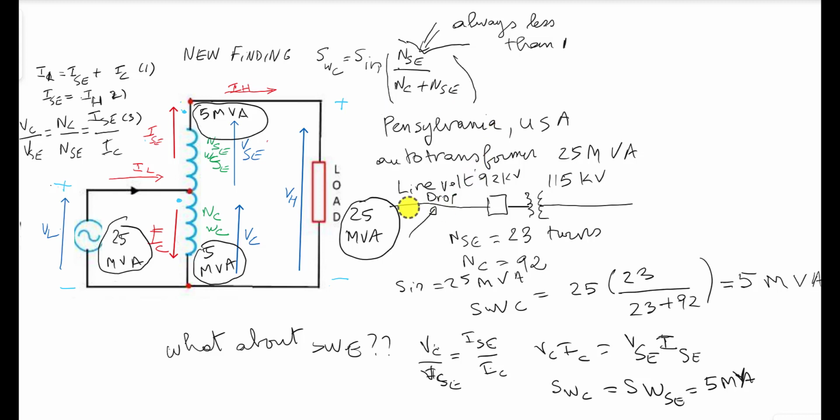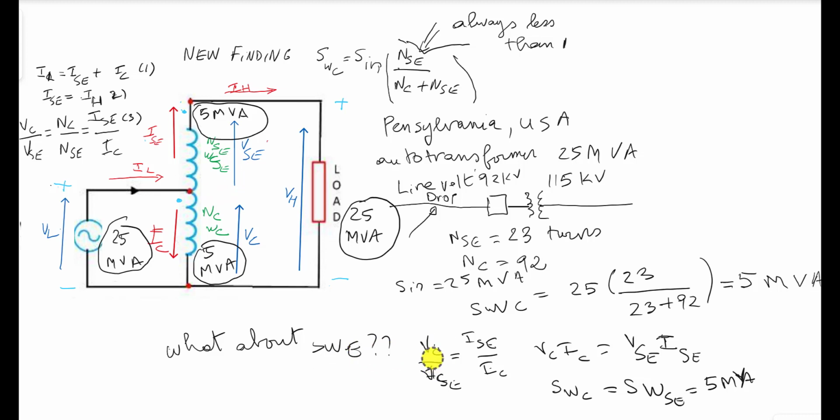Pennsylvania, USA, they had an issue with line drop and the voltage was coming here at 92 kV and they needed 115 kV. So they bought an Autotransformer, 25 MVA, 23 turns NSE, NC 92. So input, it was already 25 MVA. So what is the MVA via the common winding? You use the formula we have here, 25 times 23 over 23 plus 92, we get 5 MVA. 5 MVA.